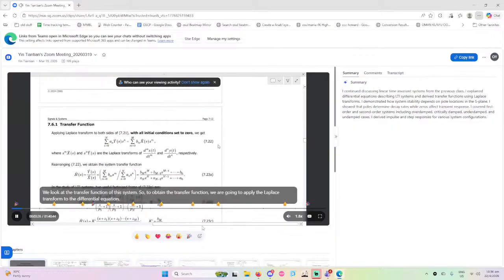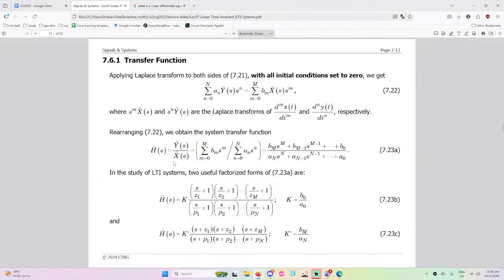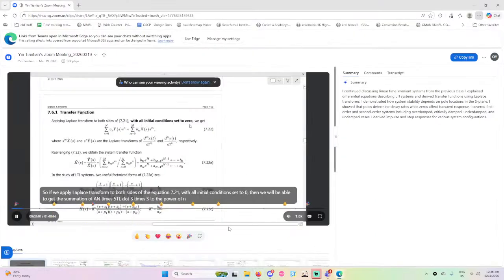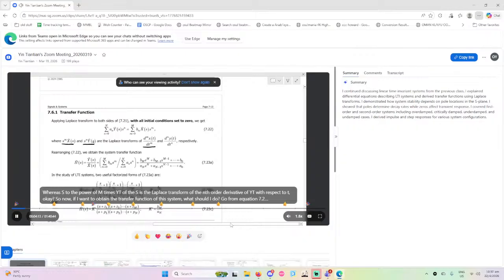We look at the transfer function of this system. To obtain the transfer function, we are going to apply the Laplace transform to the differential equation. If we apply Laplace transform to both sides of equation 7.21 with all initial conditions set to 0, then we will be able to get the summation of an times Y tilde s times s to the power of n, with n equal to 0 to capital N, equal to the summation of bn times X tilde s times s to the power of n, with n equal to 0 to capital M. Here, s to the power of n times X tilde s is the Laplace transform of the nth order derivative of x(t) with respect to t, whereas s to the power of n times Y tilde s is the Laplace transform of the nth order derivative of y(t) with respect to t.